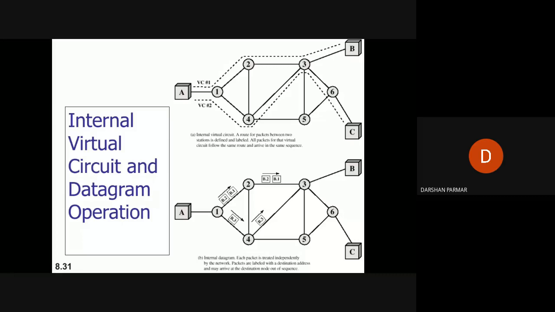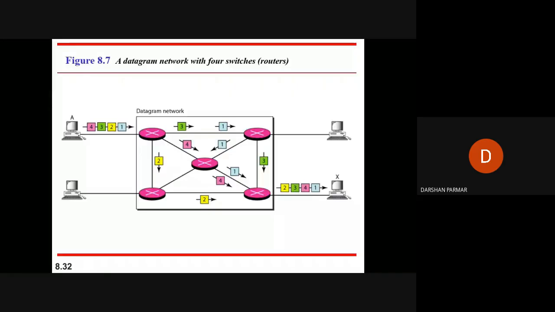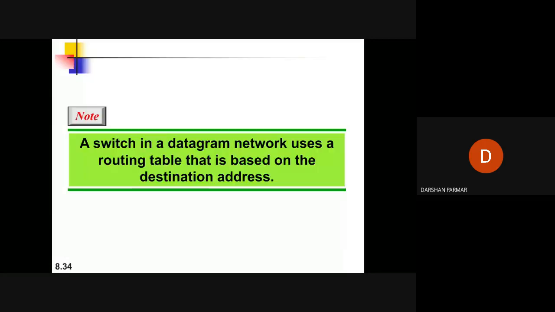So A is sending the message to B and C. The bottom path is chosen for the recipient C, and the above path is chosen for the recipient B. So the message is traveling from that path only, and the message will not be differentiated. This is the example of, or you can say the same example which we have studied, in the datagram network.